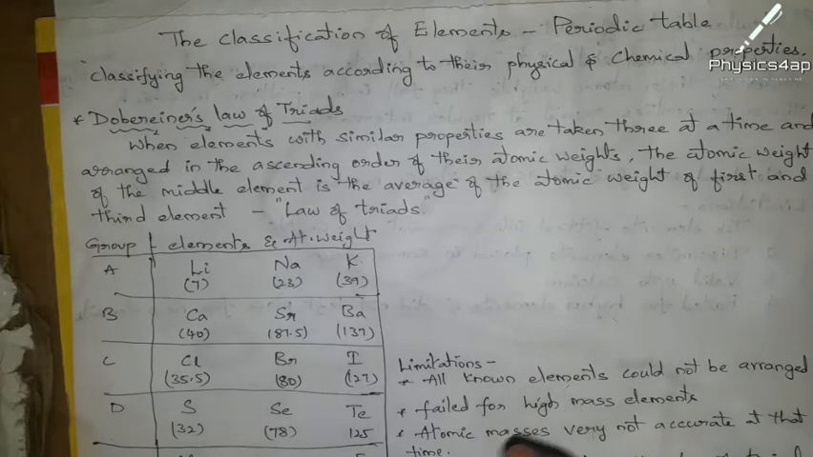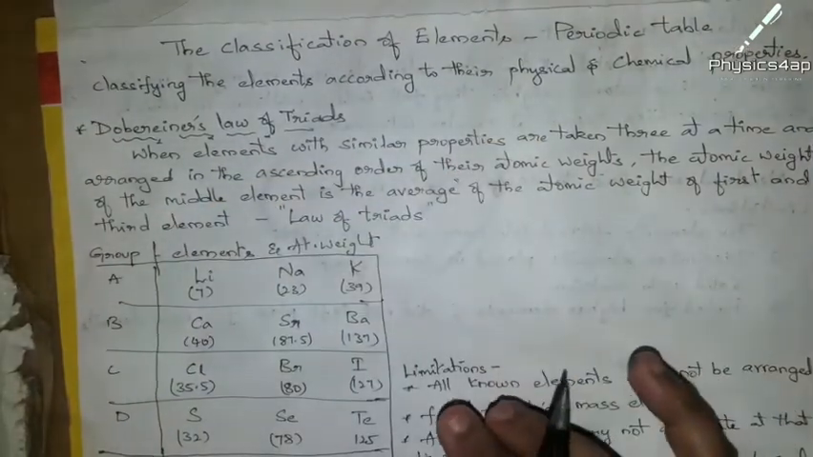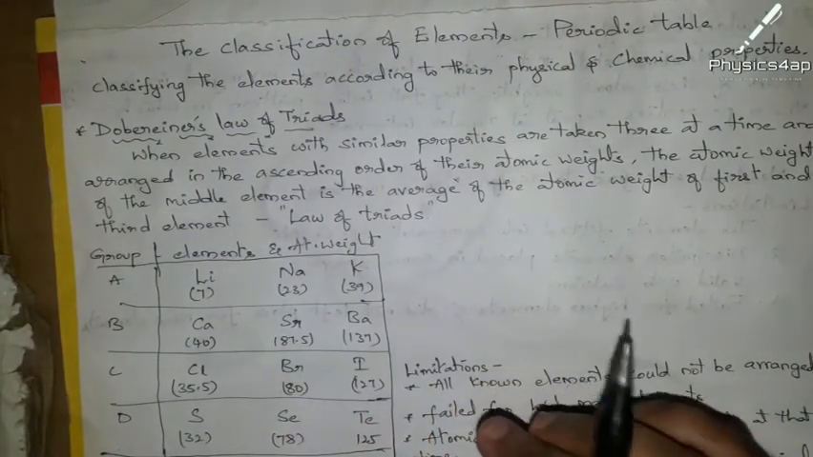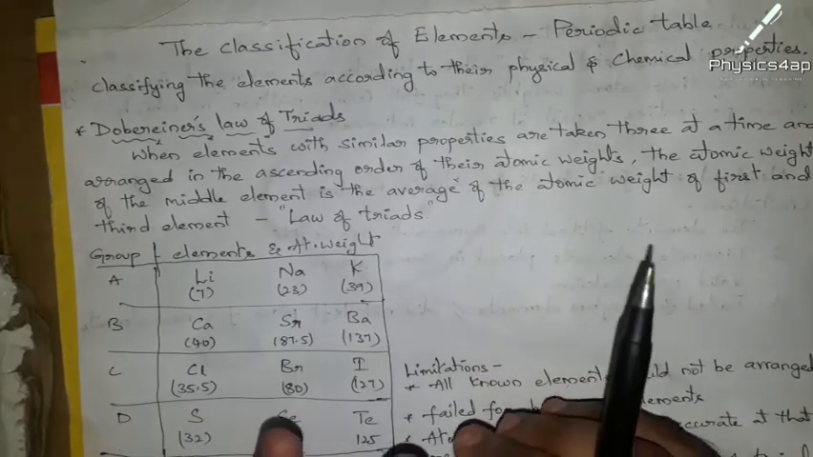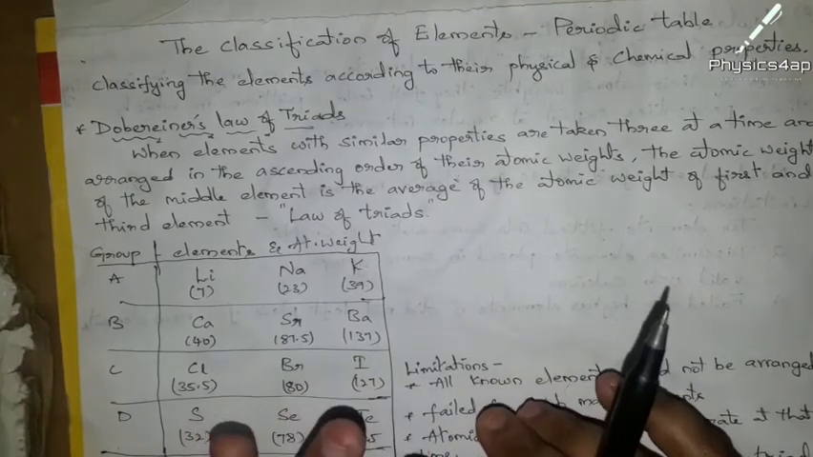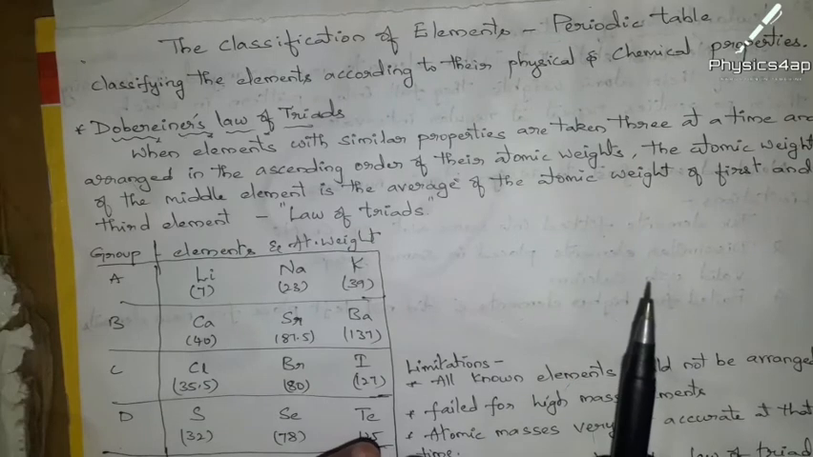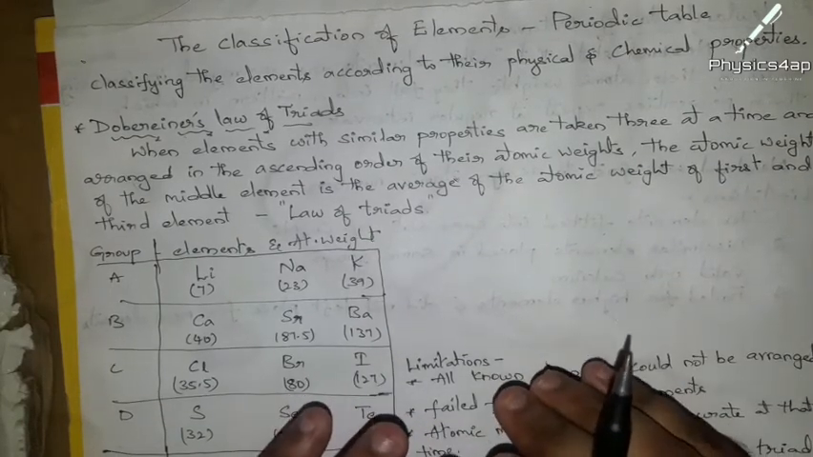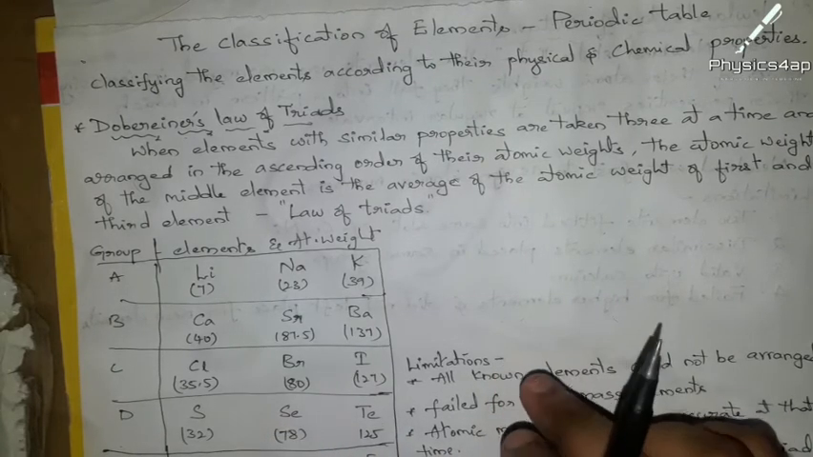So today we are entering into a new topic, that is the classification of elements, the periodic table. In the 17th and 18th century, the scientists came to know that we need to arrange the elements known at that time in a particular order, based upon their physical properties and chemical properties.